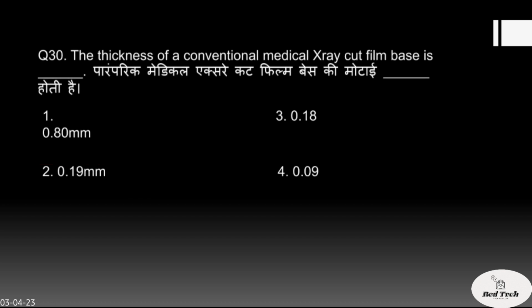Question number 30. The thickness of a conventional medical X-ray cut film base is. So what should be the thickness? As we go through the options: option number 1 0.80 mm, option number 2 0.19 mm, option number 3 0.18 mm, option number 4 0.09 mm. So the right answer is option number 3, 0.18 mm, the cut film base thickness.